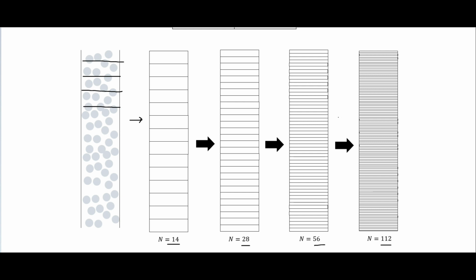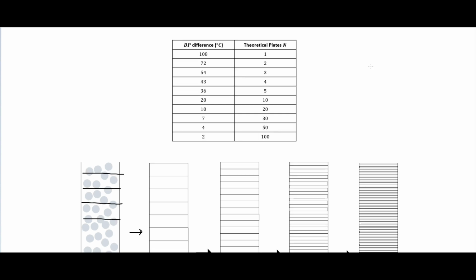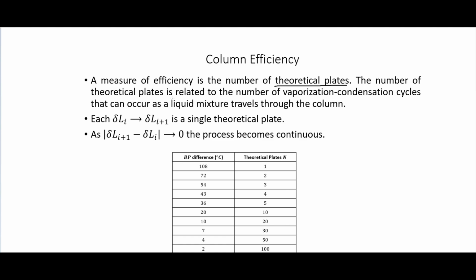And like I said, these are theoretical plates. They're just a way of theoretically thinking about the column. They're not actually going to be splitting the column up into these plates. The number of theoretical plates is related to the number of vaporization-condensation cycles that can occur as a liquid mixture travels through the column.